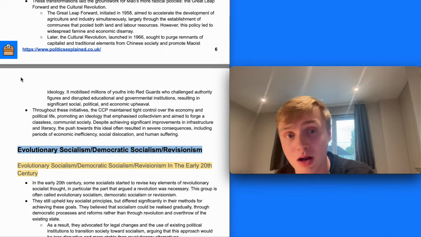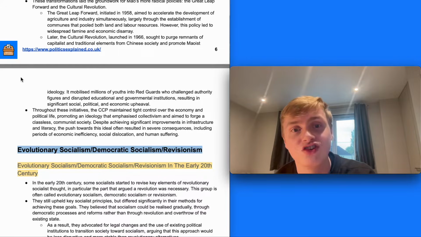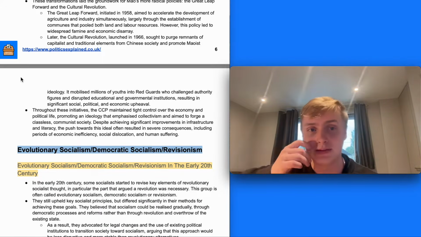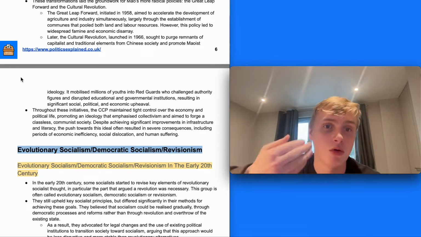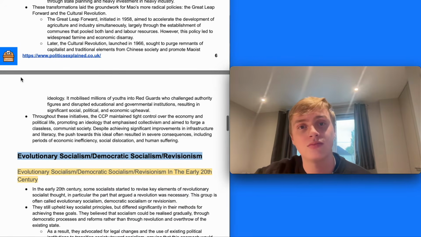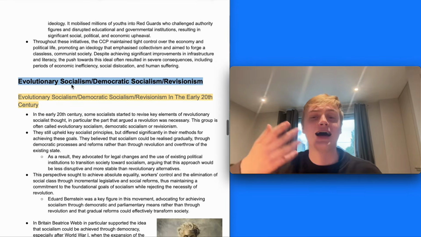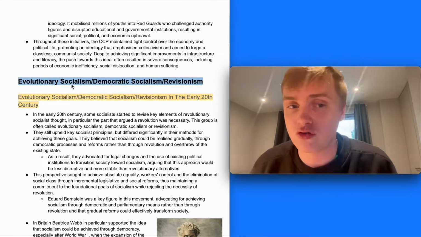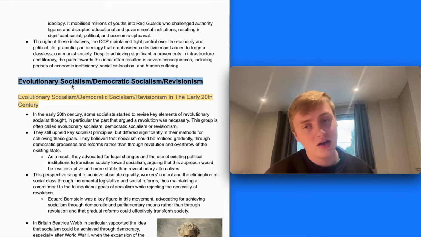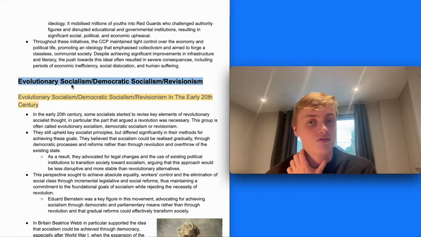It tried to mobilise millions of youths in the Red Guards to challenge authority figures who they saw as remnants of the old order and the capitalist class, in the name of supporting Maoism and communism. And as with the Soviet Union, they had great control over the state. So that's a bit of an introduction to revolutionary socialism.